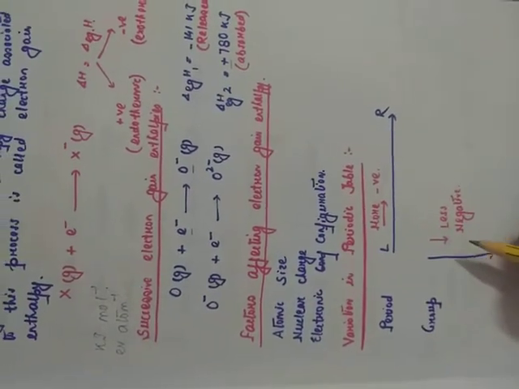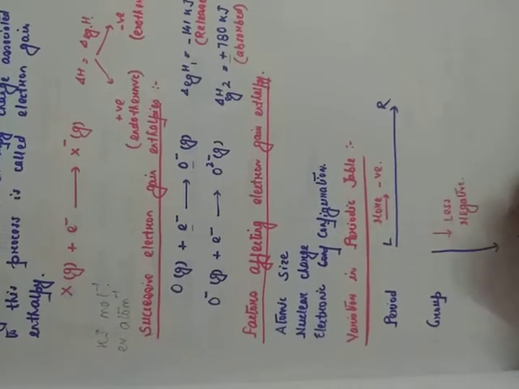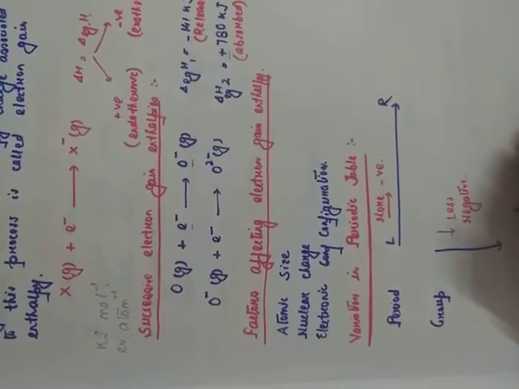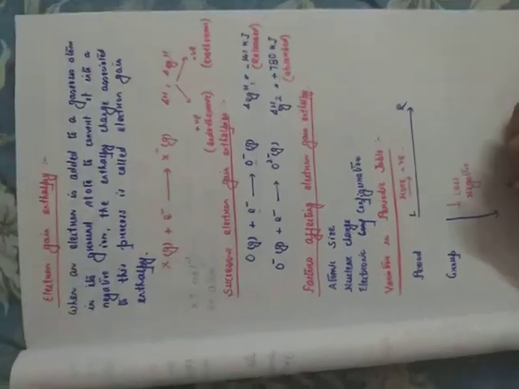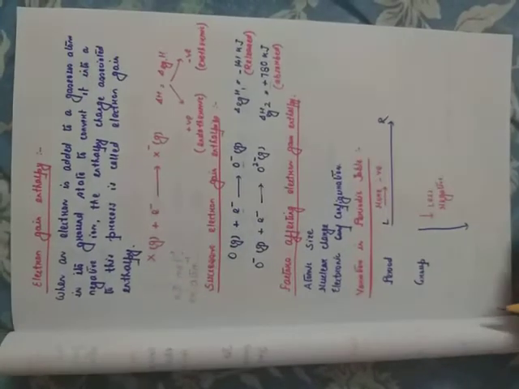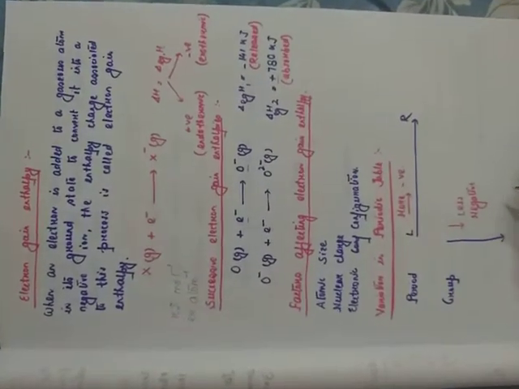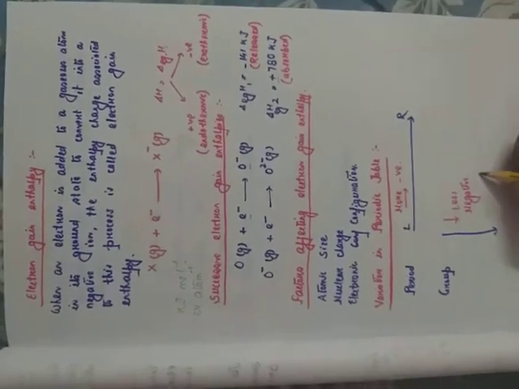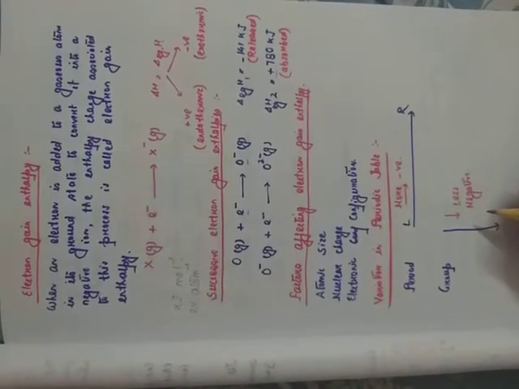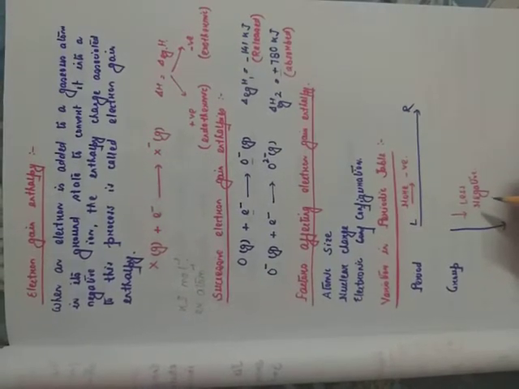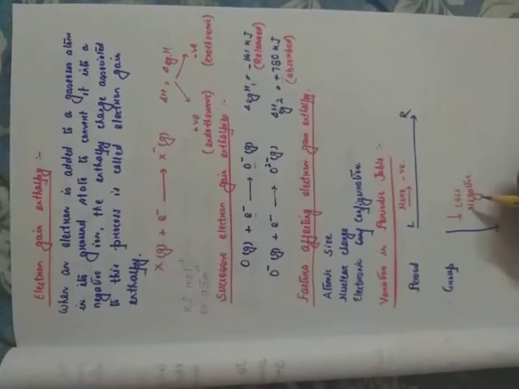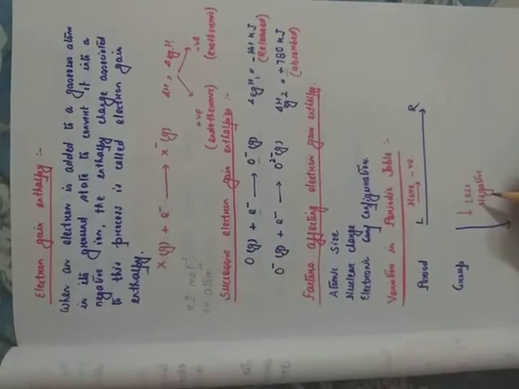Along a group, that is from top to bottom, the size of the atom increases. So the distance between the nucleus and incoming electron also increases, or the force of attraction between the nucleus and incoming electron decreases. Thus the value of electron gain enthalpy becomes less negative. Though we have certain exceptions, all those exceptions we will do when we study the specific elements in the s block, p block or d block.